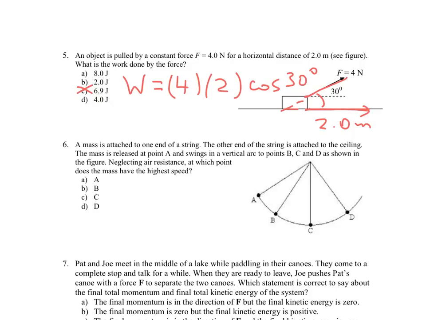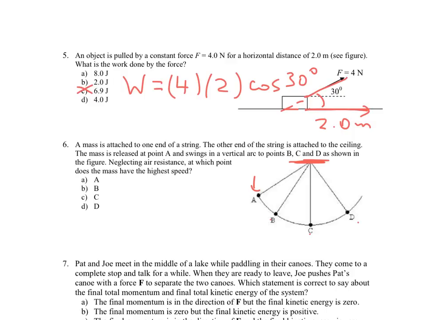Okay, number 6, a mass is attached to one end of a string. The other end of the string is attached to the ceiling, so presumably that's where the ceiling is. The mass is released at point A and swings in a vertical arc to points B, C, and D, shown in the figure. Neglecting air resistance, at which point does the mass have the highest speed? Now, even if you include air resistance, it's not quite clear, because you don't know how much energy you lose, so scratch that.